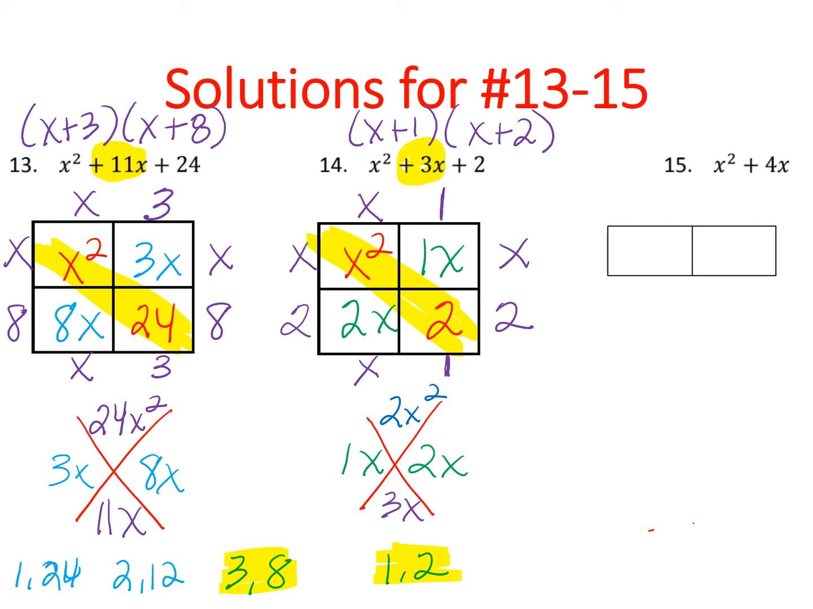All right, and for our final example from this set of practice problems, again, two terms, so two boxes, x squared plus 4x, and then it's a straight factoring. X times x is going to give me x squared, filling in the right-hand side and the bottom. And then x times what gives you 4x? That's 4. So my factors are x and x plus 4.